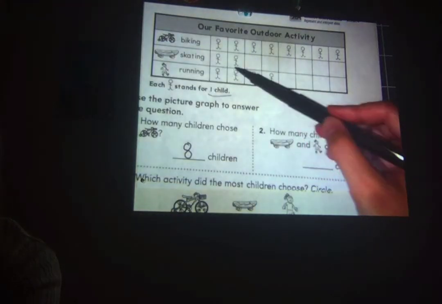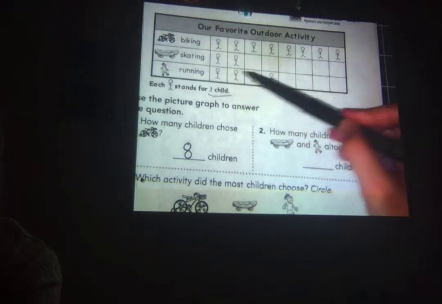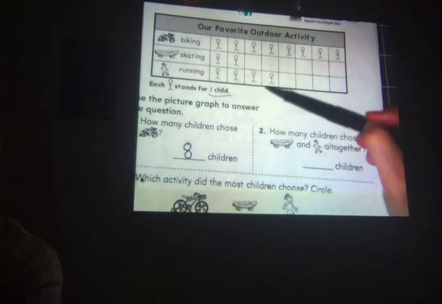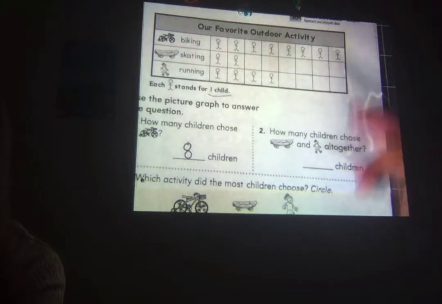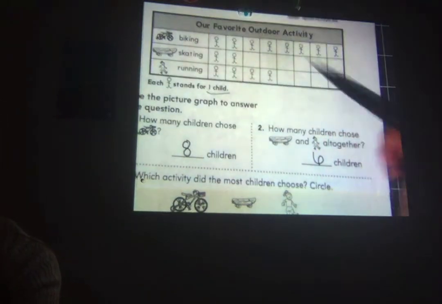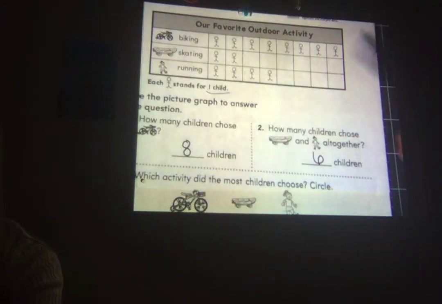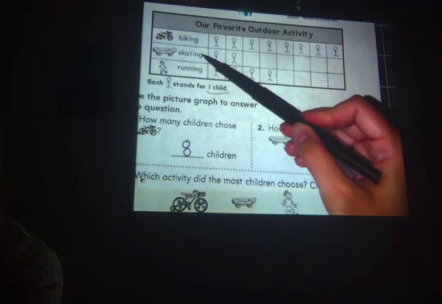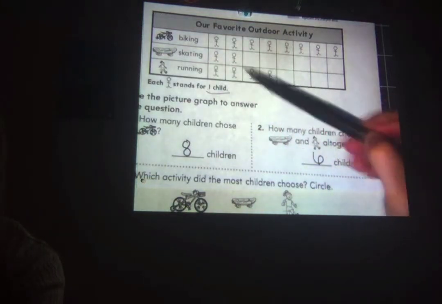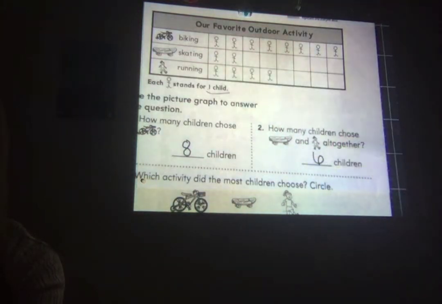Okay, that means I'm going to add these 2 together. So I have 1, 2, and I have 1, 2, 3, 4. All right, so 2 kids and 4 more kids gives me how many kids? 6. Okay, do you see how it said how many chose skating and how many chose running? 2 and 4, together that makes 6.